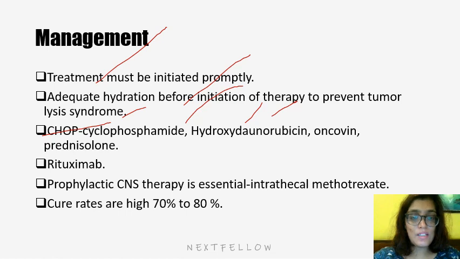Prophylactic CNS therapy is essential. Intrathecal methotrexate, like into the spinal cord, can be tried. There are high cure rates for this disease, which is around 70 to 80% if detected early and treated aggressively.